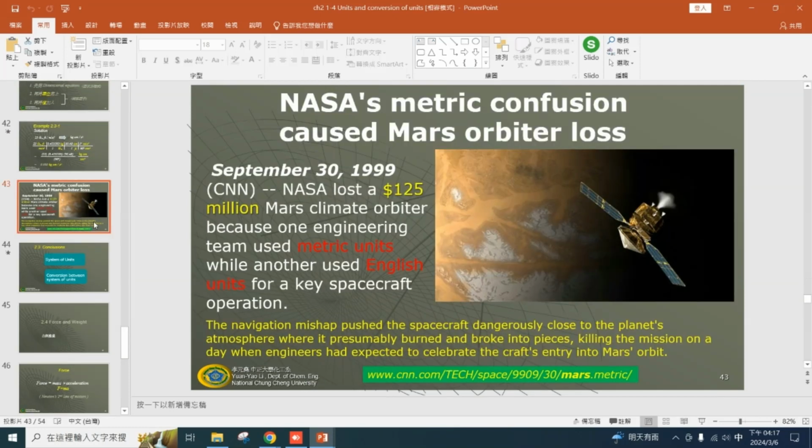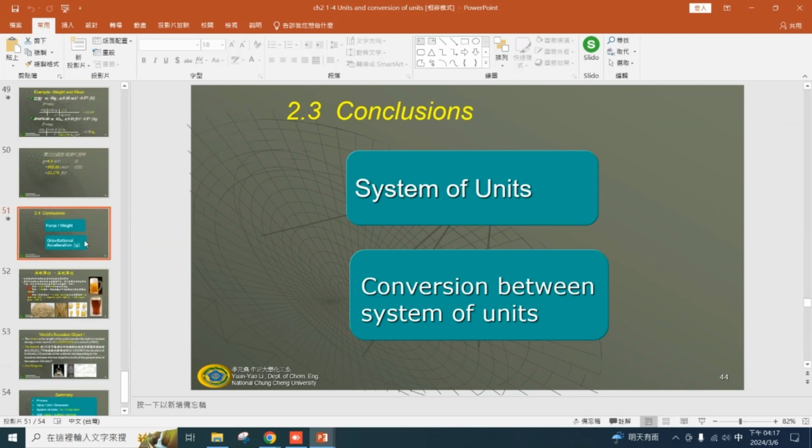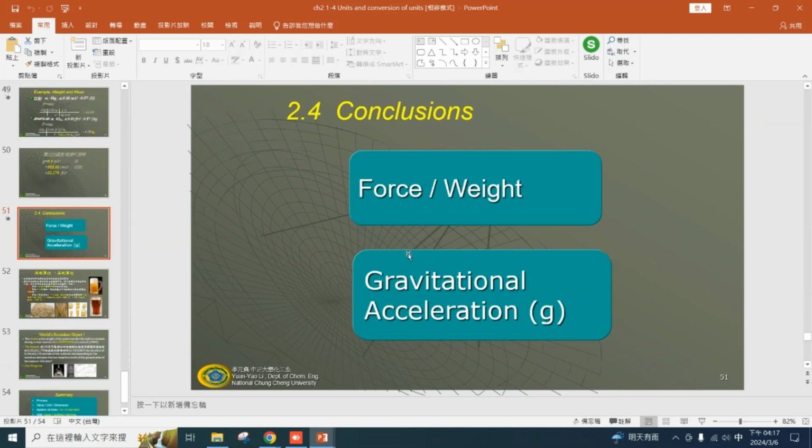This is an example to let you know the importance of the conversion factor. Otherwise, you will have big trouble when you do the conversion. So this is all we learned, and we also learned this.